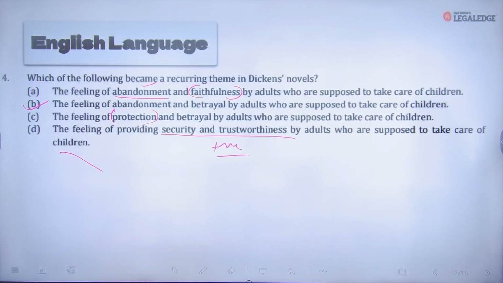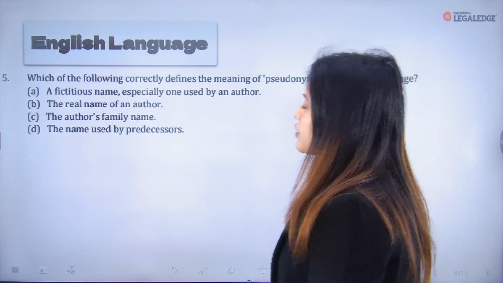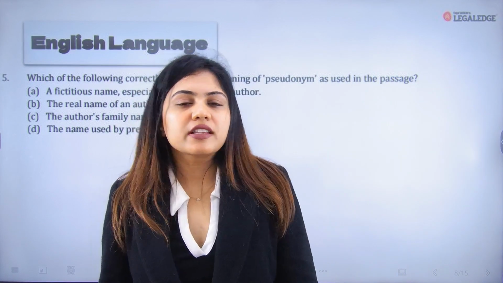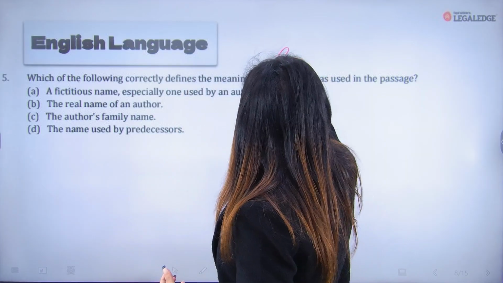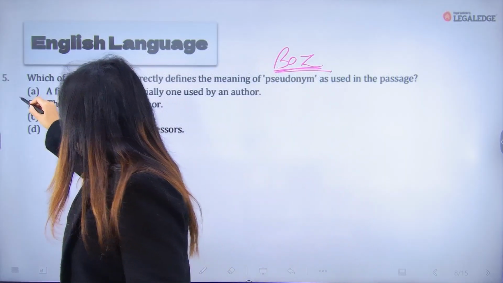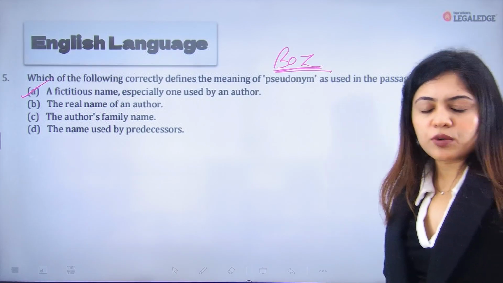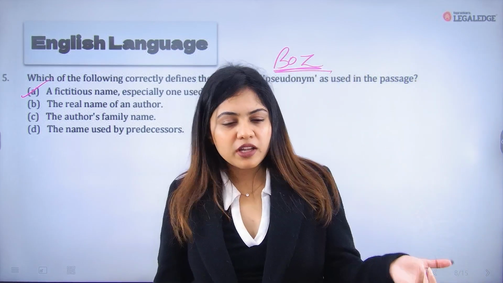Question number fourth, we have already answered. And the last one, what is the meaning of the word pseudonym? So pseudonym का मतलब होता है a fictitious name. Fictitious का मतलब होता है एक fictional नाम. So he gave himself the name Boz, which was his pseudonym, right? Something that is usually used by the author because he doesn't want to reveal his actual name, right?